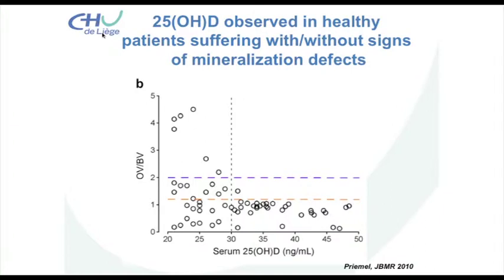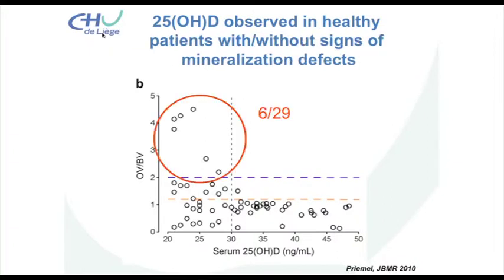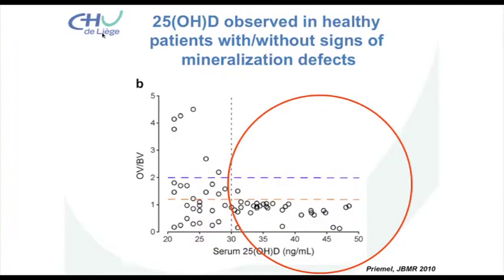And here is the osteoid volume compared to the bone volume. If you are above 2% of osteoids, you are considered as suffering from osteomalacia. And here, what they show is that 6 out of 29 patients that died from accident, they were healthy people, with values ranging from 20 to 30 presented signs of osteomalacia, whereas if you were above 30 nanogram per ml, you had no sign of osteomalacia.